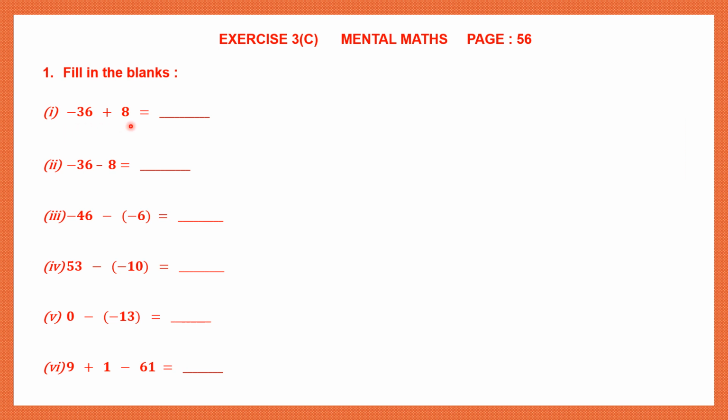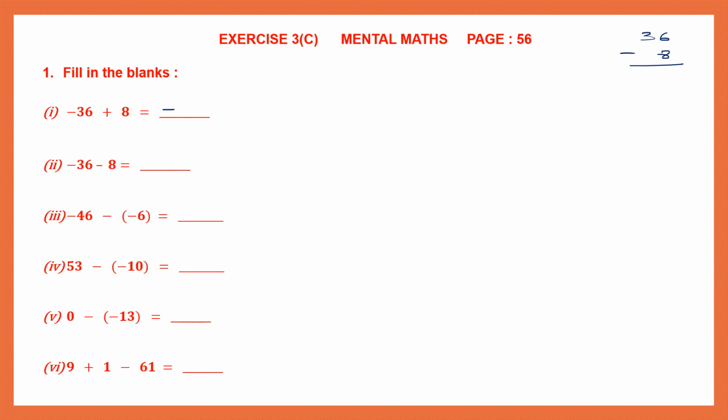Now since it's mental maths, we have to do it in our minds as much as possible. So here we are adding a negative number and a positive number. That means signs are different. When signs are different, we put the sign of the bigger number and we subtract. So 36 minus 8.